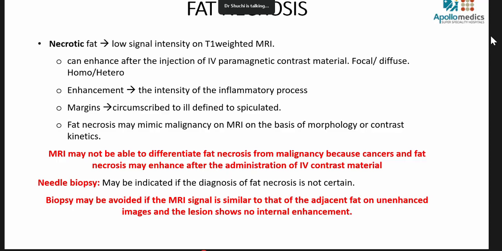Fat necrosis can mimic malignancy on MRI also, based on the morphology of the contrast enhancement. So MRI may not be able to differentiate fat necrosis from malignancy, because cancers and fat necrosis may both enhance after administration of IV contrast material. So the final answer is again needle biopsy. But biopsy may be avoided if the MRI signal is similar to that of the adjacent fat on unenhanced images and the lesion shows no internal enhancement. No internal enhancement, signal same as fat, you can simply label it as fat necrosis. But if you're getting internal heterogeneous enhancement following the kinetics and curves of malignancy, then obviously biopsy has to be done.